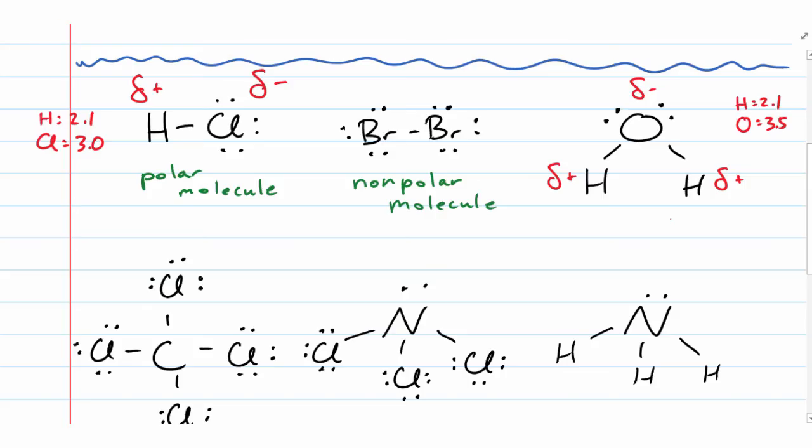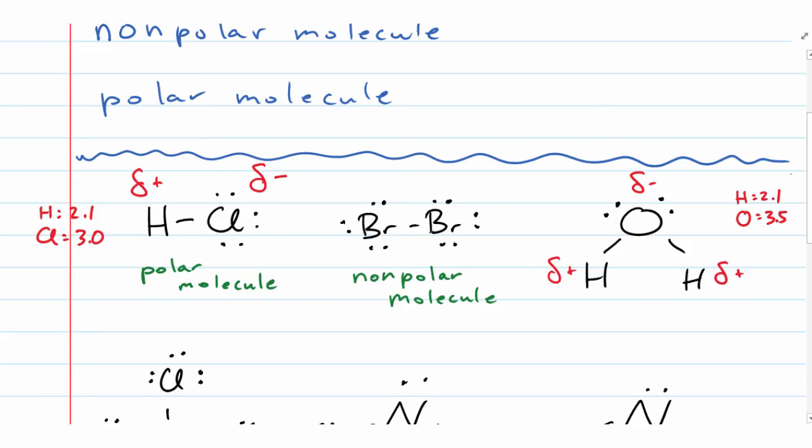Then we use the plane test. And the plane test basically says if we can use a plane to separate, get all the partial positives on one side, the partial negatives on the other, then we have a polar molecule. So in this one here, we use the plane test. Here's our plane. And we get all the partial positives on one side, the partial negatives on the other. Yes or no? Yes, we can. That means that this molecule here is a polar molecule. So again, water then is a polar molecule.